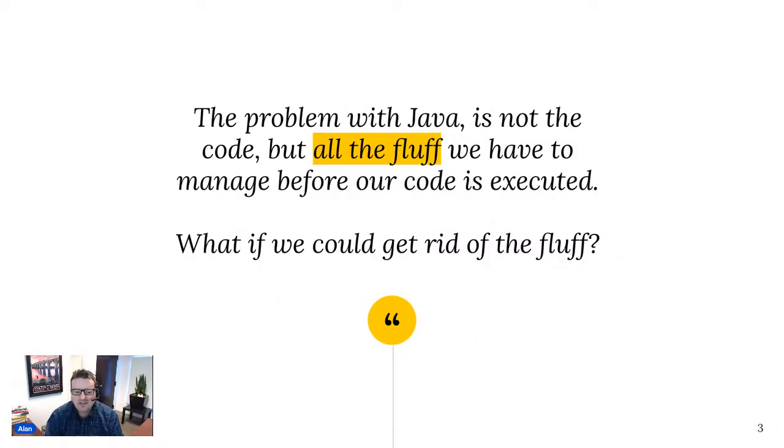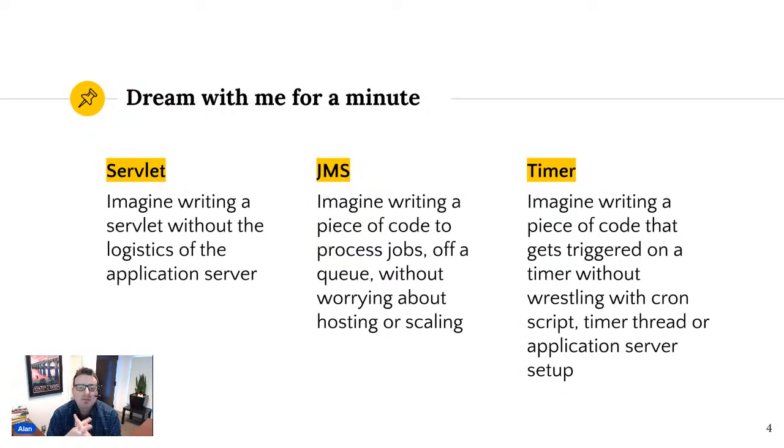So the problem with Java, it's not all the code, but it's all the fluff we have to manage before our code is executed. What if we could get rid of some of that fluff? So what do I mean by that? Let's dream for a minute. If you look at what a servlet is, a servlet in its very nature is a very small piece of code. I mean, it's simple, it's easy, it's a single method, a couple of helper functions that come in, but all the container stuff around it to get it deployed, that can be quite intimidating.